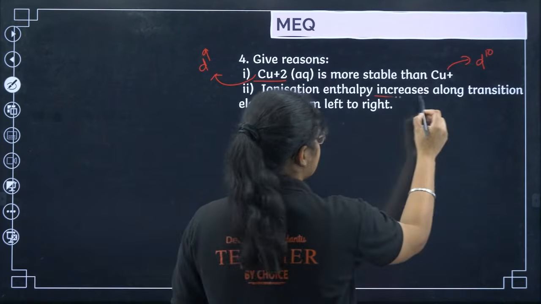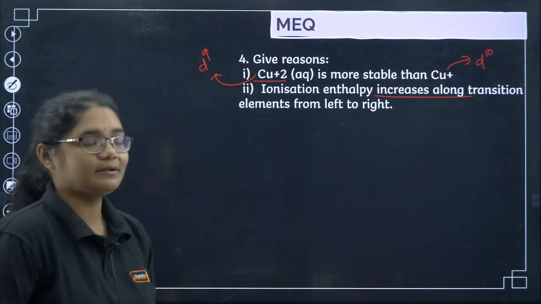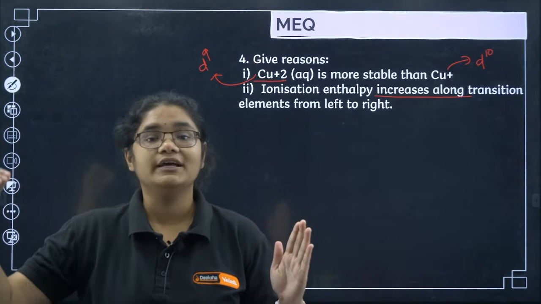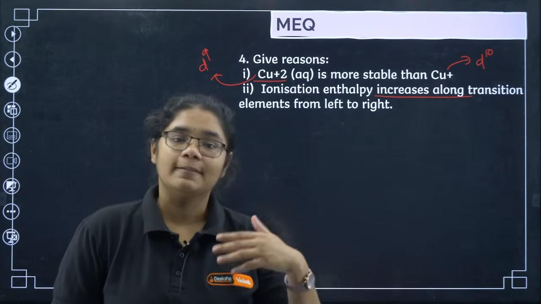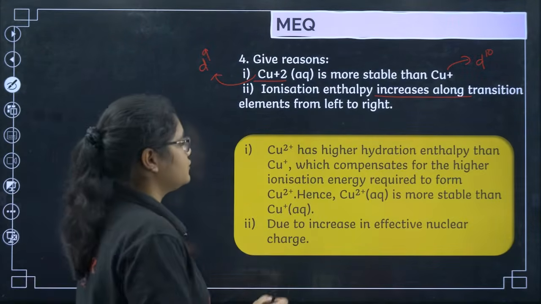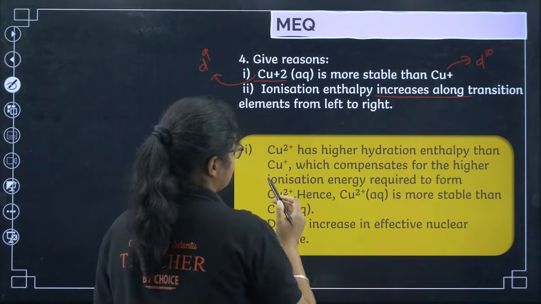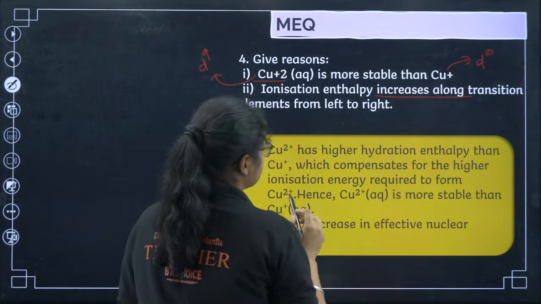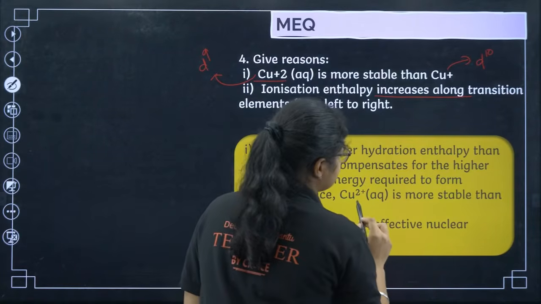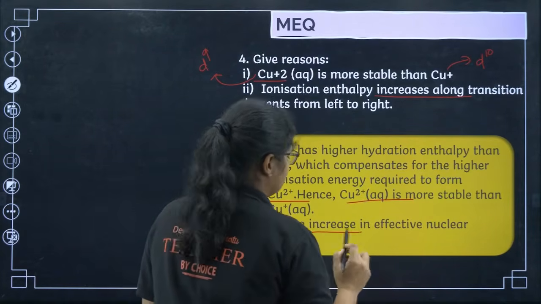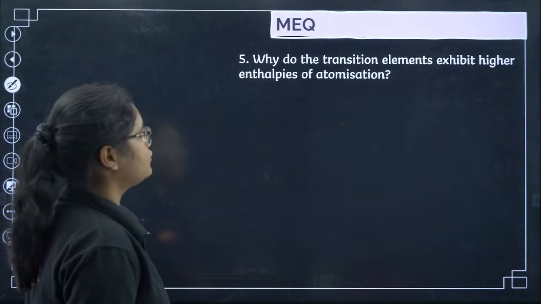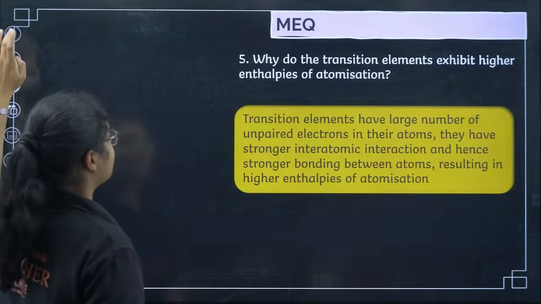Next, ionization enthalpy increases along the transition elements from left to right. As we move left to right, the effective nuclear charge increases, and that is why the ionization energy also increases. So first of all, Cu2+ has higher hydration enthalpy than Cu+, which compensates for the higher ionization energy required for Cu2+, hence Cu2+ is more stable, and due to the increase in effective nuclear charge.